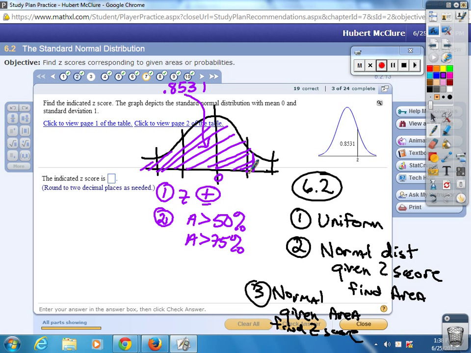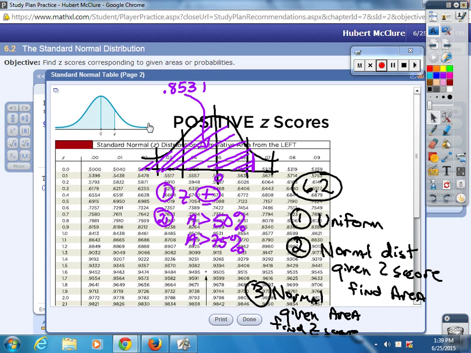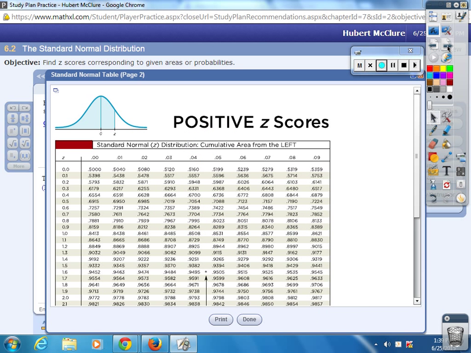You got to ask yourself these common sense questions, because, like I say, I'll get somebody and they'll read 0.8541, and they'll give me the negative z-score. It's not right. So we know it's going to be positive, so we look under this guy right here. So we go to our handy dandy positive z-score page, and we look for an area of 0.8531.